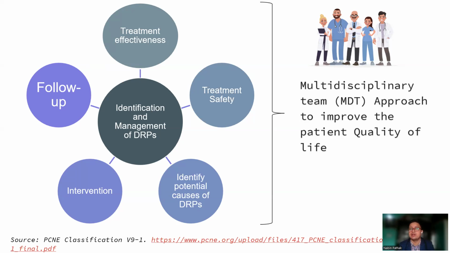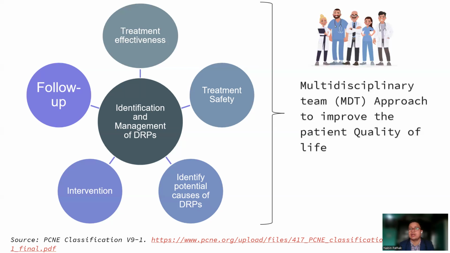When it comes to identifying and managing drug-related problems, there are five different domains as per the PCNE classification, which consists of identifying whether the therapy that is being provided is effective or not, and whether the treatment is safe or not, what are the potential causes for the drug-related problems, and if any cases of drug-related problems are identified, what are the probable intervention methods, along with the follow-up of the patient.